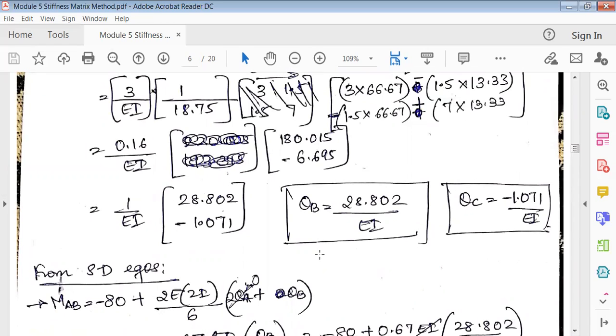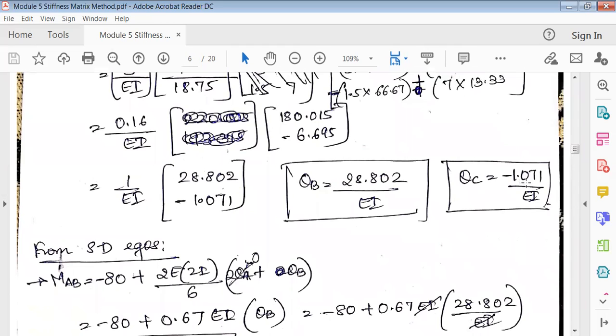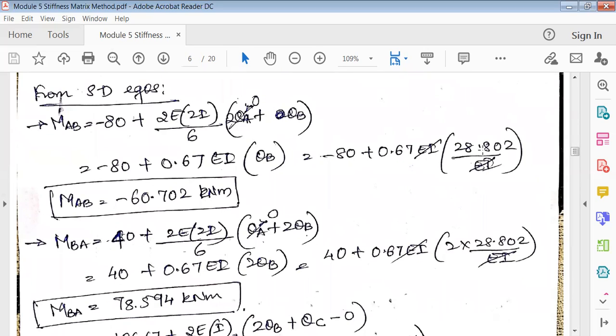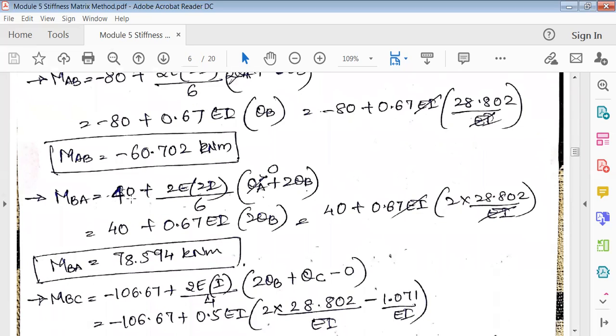So once you get the values, that is theta B and theta C, next is you have to use the slope deflection equations to calculate the final moments, that is MAB. Okay, MAB, that is fixed end moments plus 2EI by L, again, A is the first term, 2 times theta A plus theta B. Solve this, substitute the value of theta B, okay, and solve. Next, similarly, MBA, fixed end moments plus 2EI by L, theta A plus 2 times theta B, because theta B is the first term, all right.